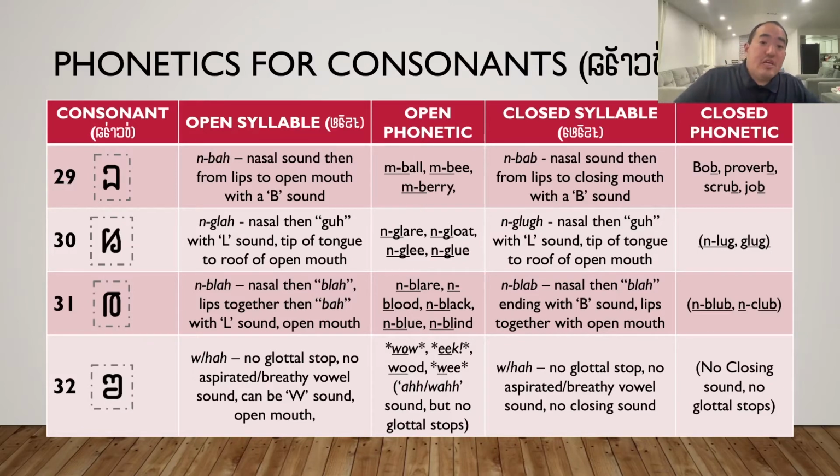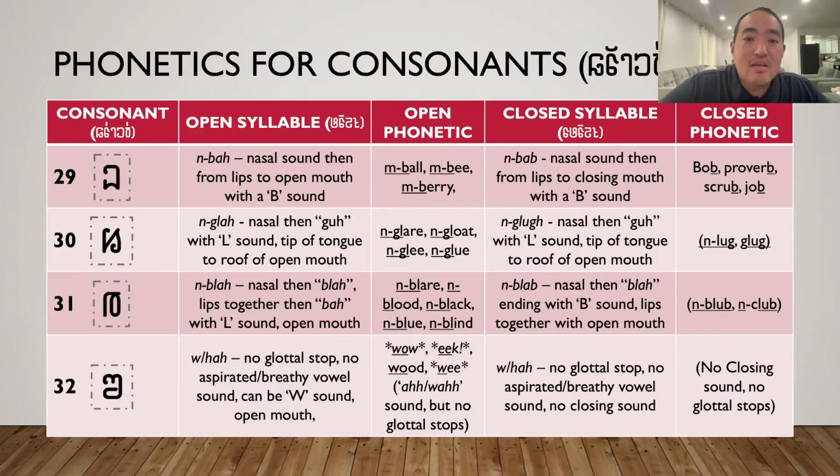Now, number 30, this consonant is pronounced ngla, nglag. Now, you'll hear that this sound has a nasal sound with a g and a l sound. So it's a nasal plus a g and a l all together. So it'll be three, let's say, of those consonant sounds all mashed into one. So it'll be ngla.